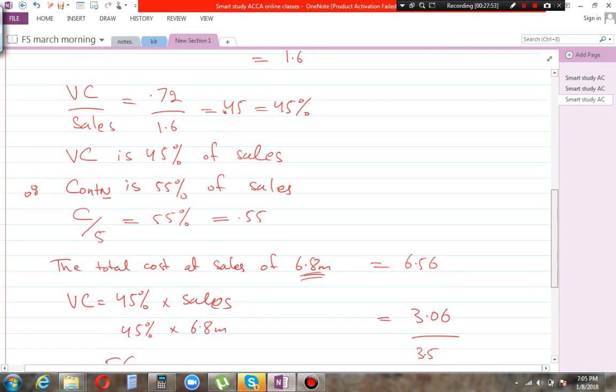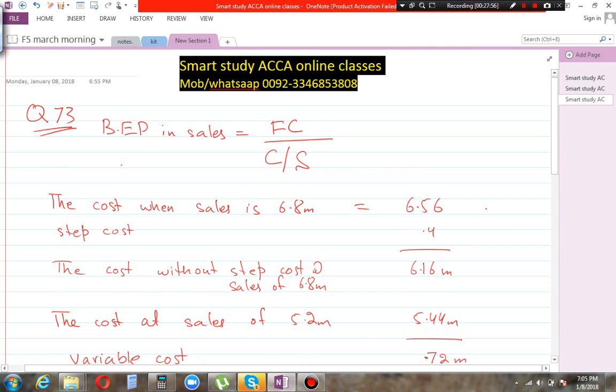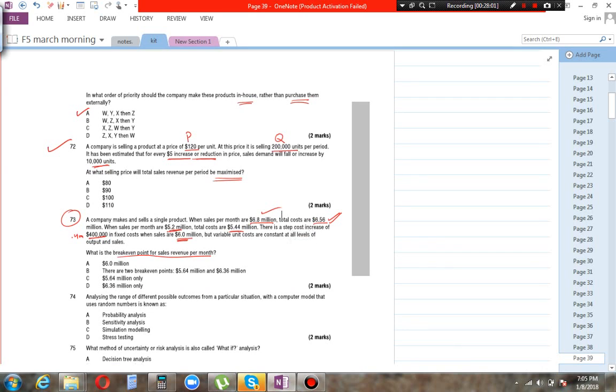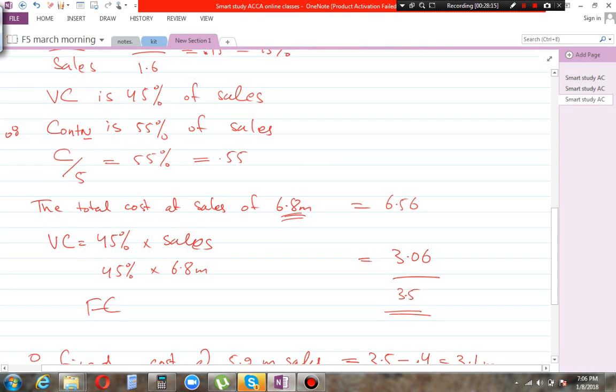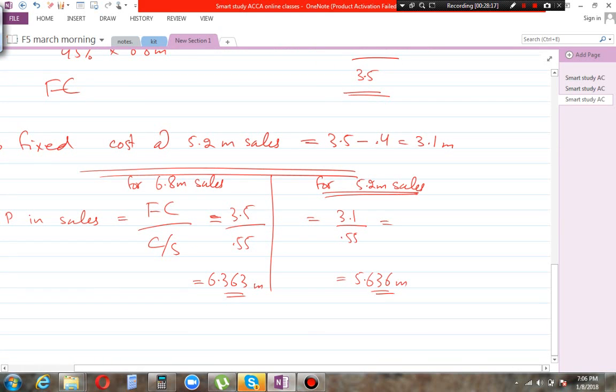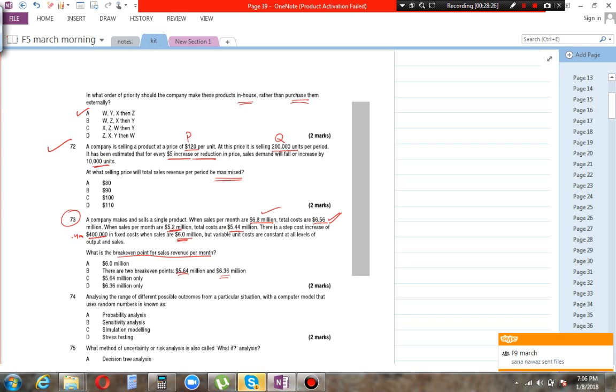Question number 73. So let's see if we have the answer. Question number 73. So 6.36 and the other is 5.636. Let's see if we have the right answer or not. So 6.36 and 5.64, or 36. So you can round it up if you want to, right? So the right answer is this.